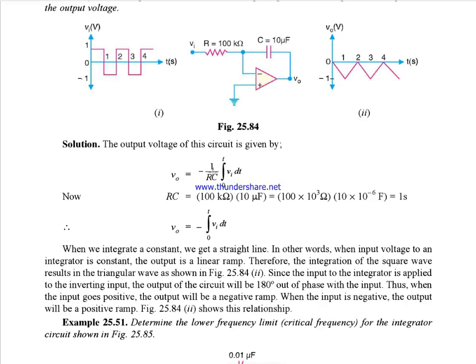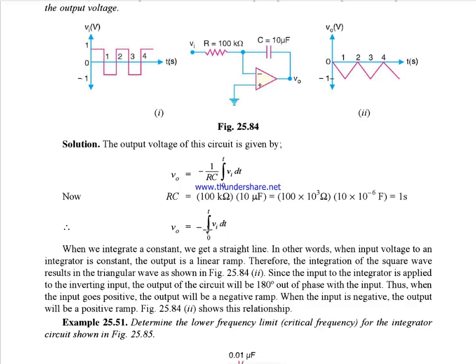First we can calculate minus 1 by RC integral Vi into dt. RC is 100K into 100 microfarad. The value of R into C will be 1 second. So minus 1 by 1 will become minus. So the output voltage will be minus integral of Vi dt. Okay, so from 0 to 1 second, the input voltage is 1 volt.